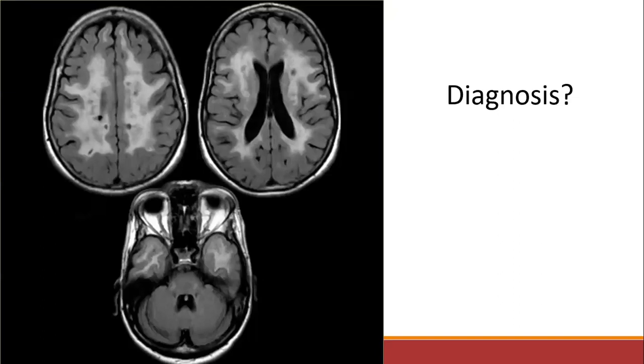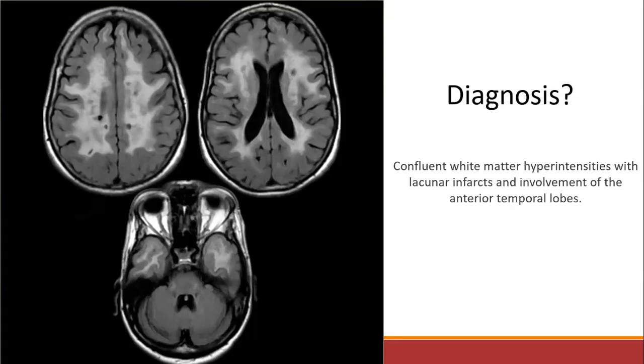CADASIL. Why do you say it is CADASIL? Temporal lobe hyperintensity. So the anterior temporal pole. So you have confluent white matter hyperintensities along with lacunar infarcts and involvement of the anterior temporal lobe, the temporal pole involvement. Can somebody tell me which is the other characteristic site which is mentioned in addition to the temporal pole when you are considering a diagnosis of CADASIL?